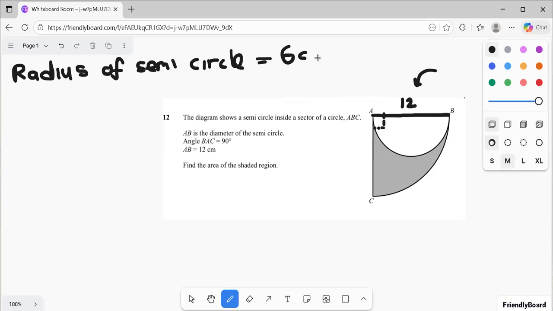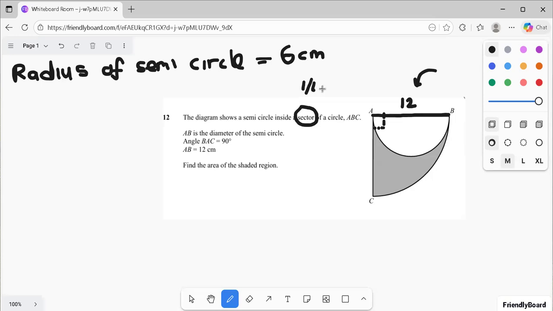Okay, which is the most important thing to do. And then now I can find the area of the semicircle. I will find the area of the semicircle. Then I'll also find the area of, but they say it's a sector, and a sector is a quarter. Okay, sector right here, it means a quarter.